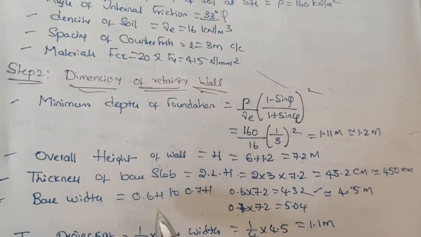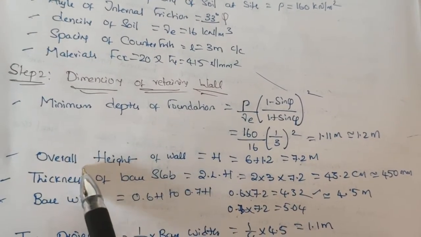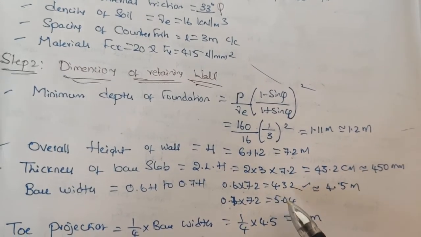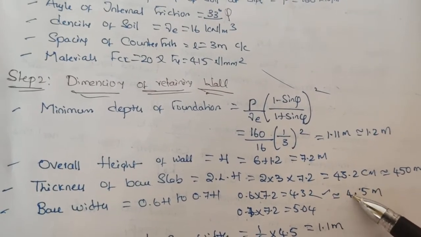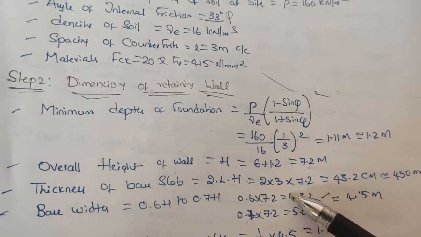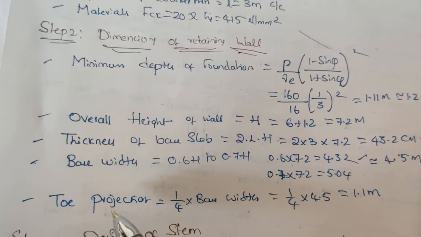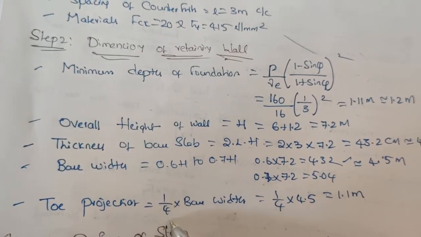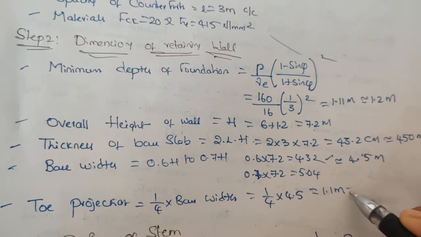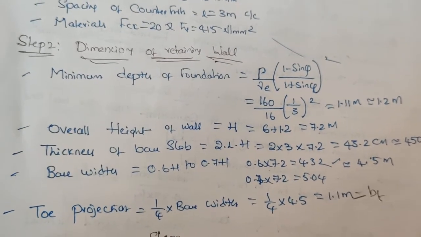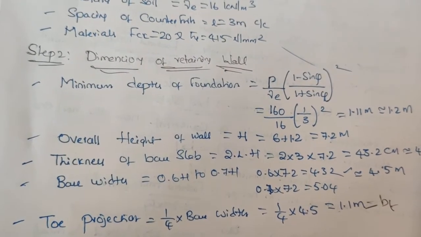Next one is the base width, that is equal to 0.6 H to 0.7 H. When you multiply with the overall height of the wall, you will get 4.32 or 5.04. You have to take the least value, so nearly you are taking 4.5 meters, because you can't make that accurate measurement like 4.32. So the toe projection is equal to 1 by 4 into base width, nothing but the width of the toe. So 1 by 4 into 4.5, this one is equal to 1.1 meter.